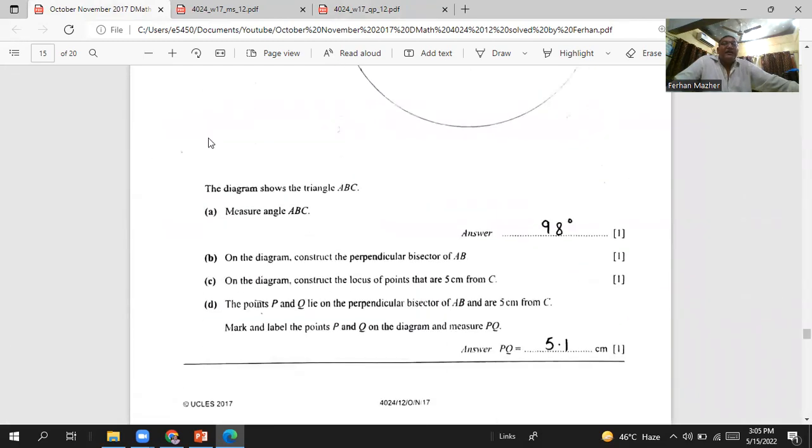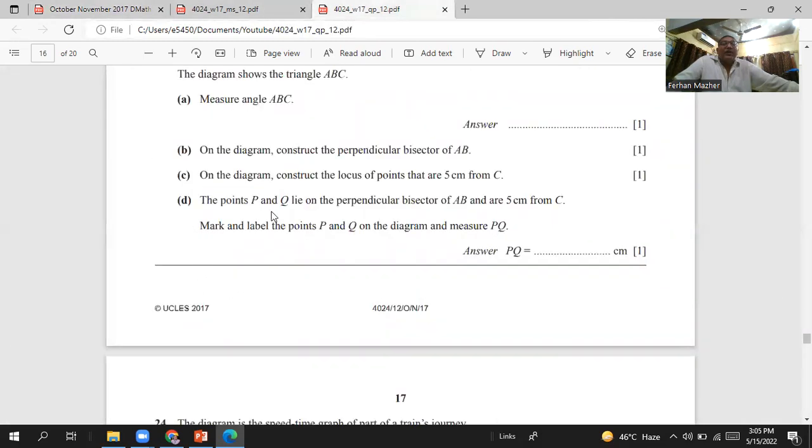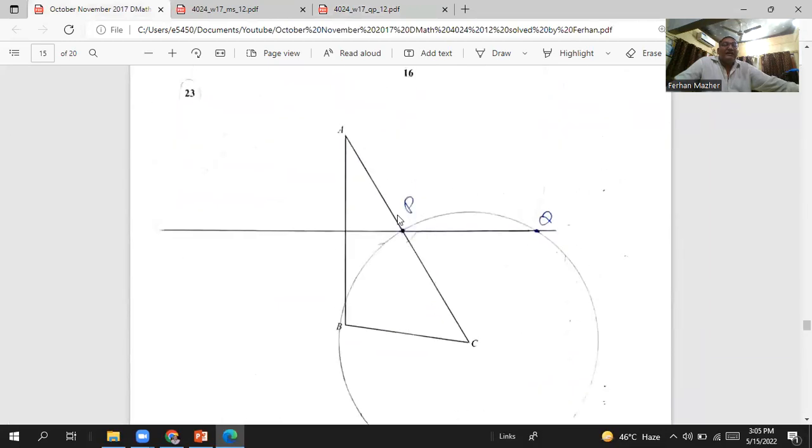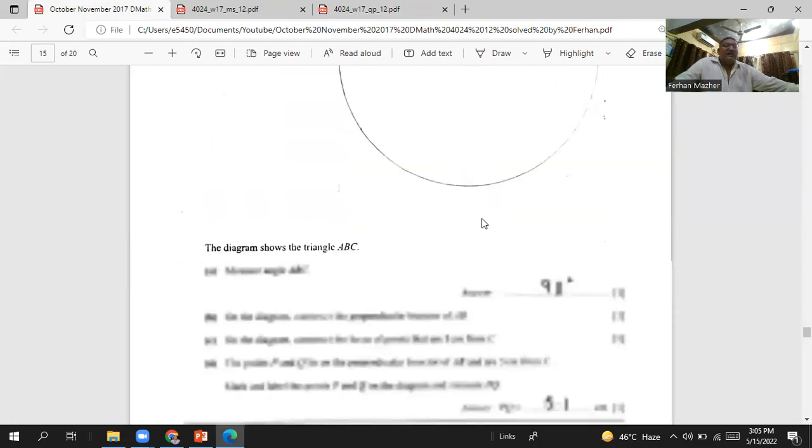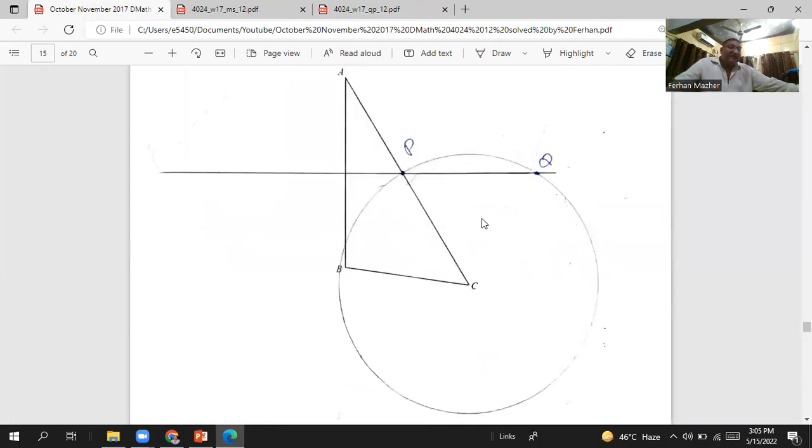So when you draw that circle, this is that locus. Then they say, the points P and Q lie on the perpendicular bisector of the AB and are 5 centimeters from the C. Mark and label the points P and Q on the diagram and measure the length PQ. The P and the Q are on the circumference of the circle. They are 5 centimeters from C, and they are equidistant from A and B, so they are on this. Where the circle and this locus intersect, these are the points. You have to name them P and Q, and then measure.